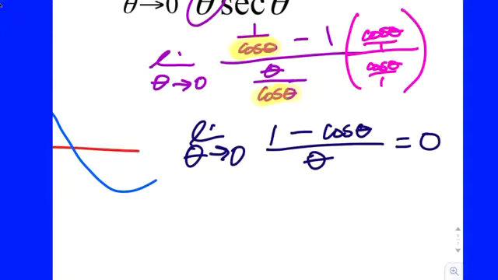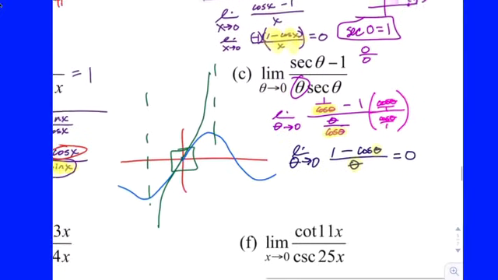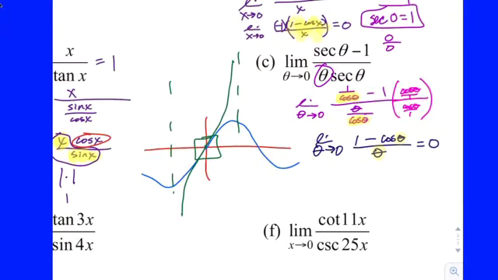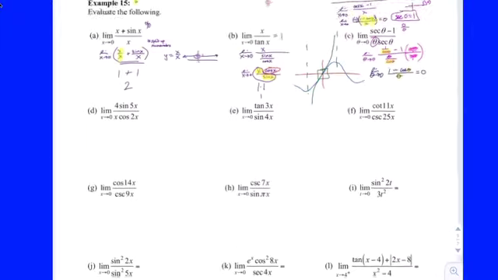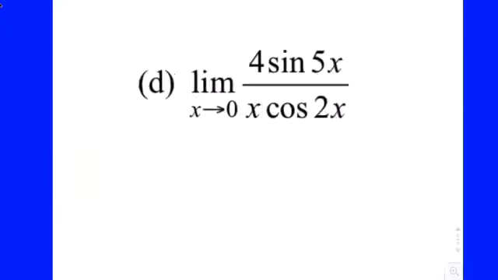And remember, it doesn't matter if it's 1 minus cosine or cosine minus 1. It works the same way as long as the theta in the top and bottom, whatever that is, 5 theta over 5 theta, as long as they match, it's going to be 0, all right? So that one's equal to 0. All right, ready to keep moving? There's quite a bit more to go here, and then some summary.